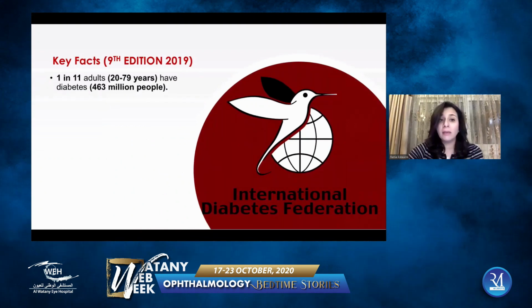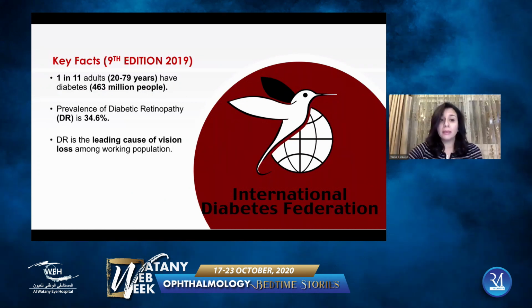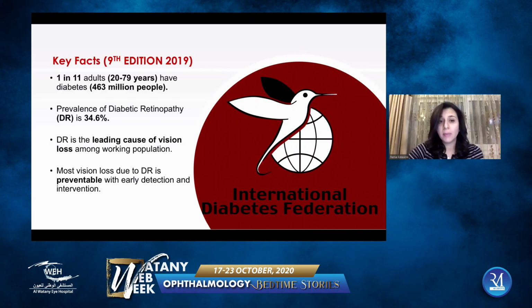1 in 11 adults have diabetes, and the prevalence of diabetic retinopathy is around 34%. Diabetic retinopathy is the leading cause of vision loss among the working population, and most of the vision loss could be prevented by early detection and intervention. So basically, it's a serious blinding disease we see in everyday practice.